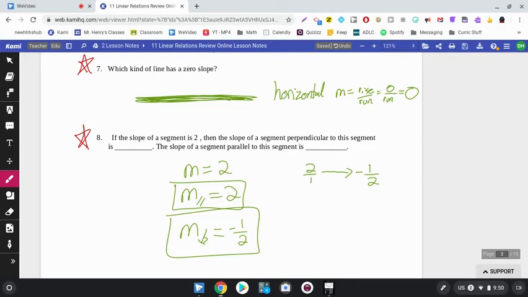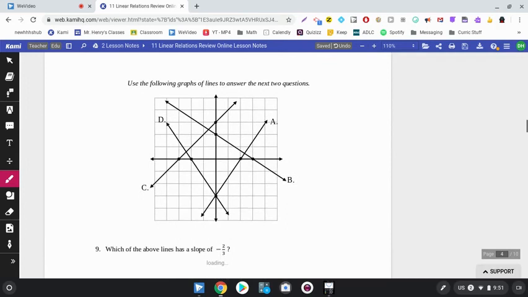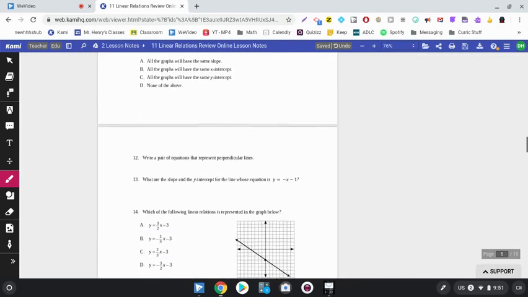Okay, so that's crucial to know. What's a parallel slope? What's a perpendicular slope? I will absolutely ask you something like that. Okay. Okay, there's some questions here I'm going to let you do on your own. I think you're pretty set up for this.